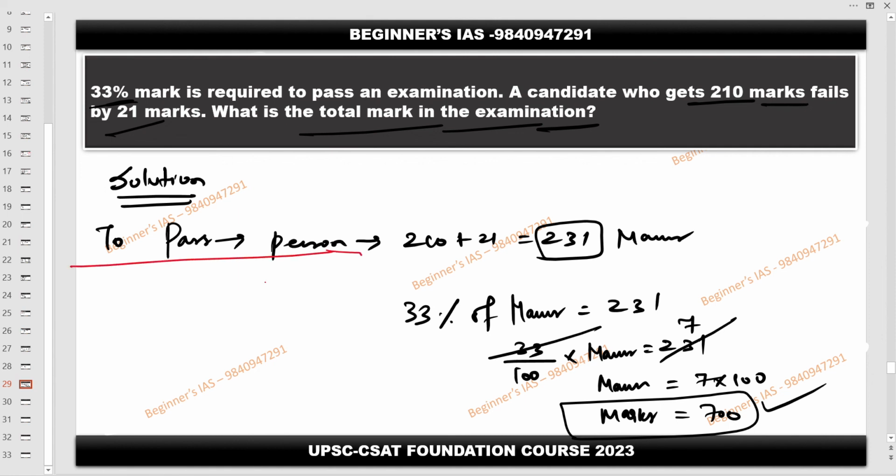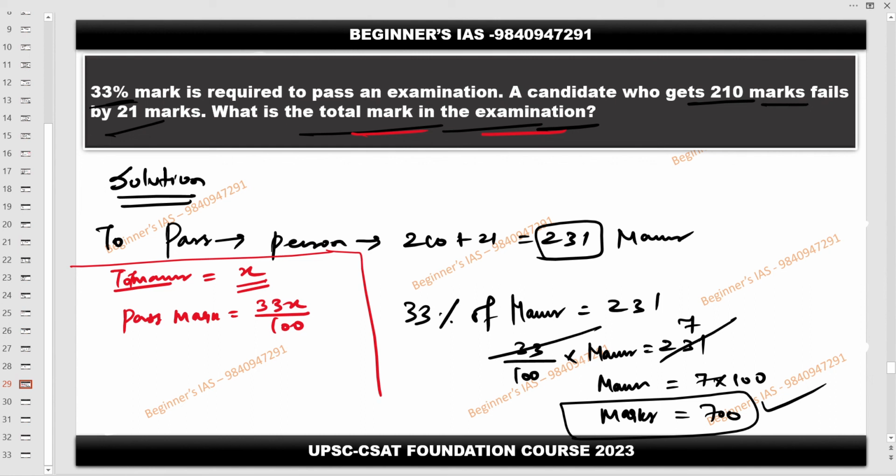So 33 percent equals 231. Total marks I am just taking as x, as the question demands. So the pass mark is the mark with respect to 33 percentage. Therefore 33x by 100.